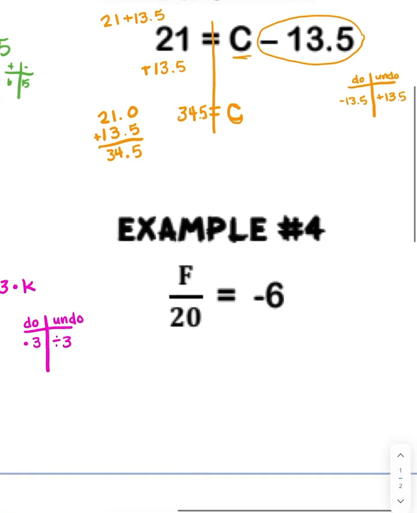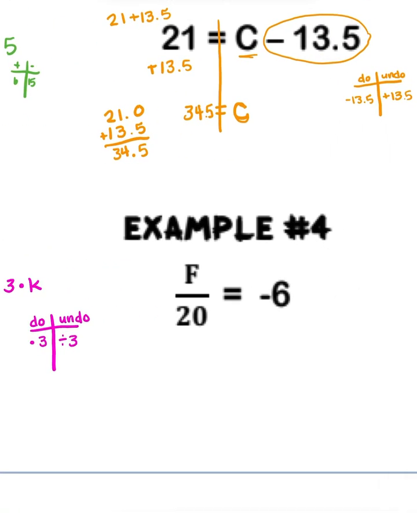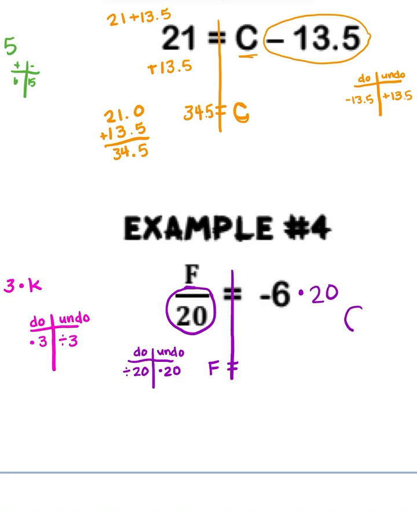All right, let's look at our last one. On this one, my letter is on this side, so it can stay. So I have F equals. Okay, and I'm going to circle what I'm moving. We know a fraction means to divide. So let's make our do undo chart. A fraction means to divide, so I'm dividing by 20. To undo division, we do multiplication. So that would be multiplying by 20. So over here, I'm going to multiply by 20. And again, I need my integer man because I have a negative. So my answer would be negative 120.